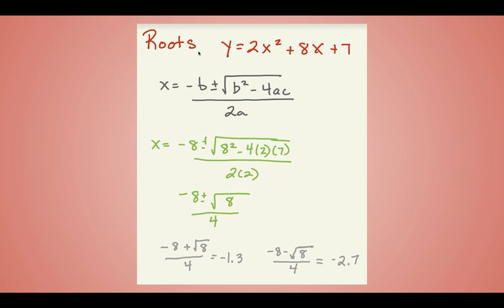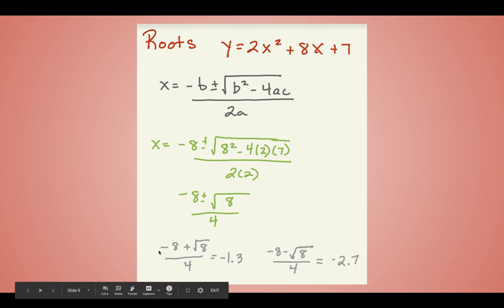I asked you to find the roots from this equation. I looked at it, doesn't look straightforward to factor, so I went right to the quadratic formula again. The opposite of b plus or minus the square root of b squared minus 4ac all over 2a. I always simplify under the radical sign first. Then I would have negative 8 plus the square root of 8, the sum divided by 4. Negative 8 minus the square root of 8, the difference divided by 4.